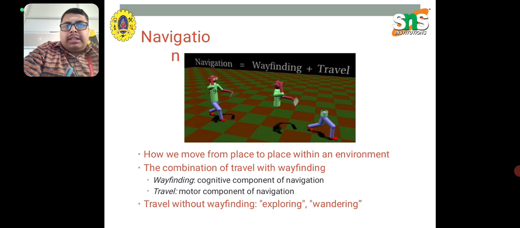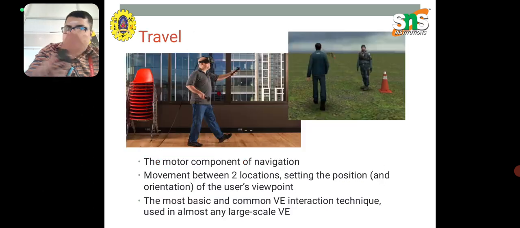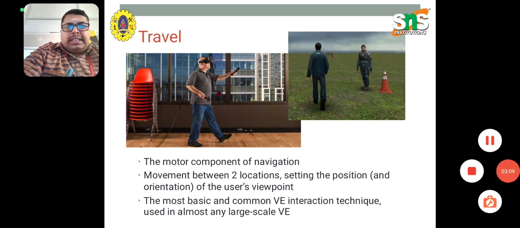Wayfinding is the cognitive component of navigation. Travel is the motor component of navigation. Travel without wayfinding is called exploring or wandering. Travel is the motor component of navigation: the movement between two locations, setting the position and orientation of the viewpoint.